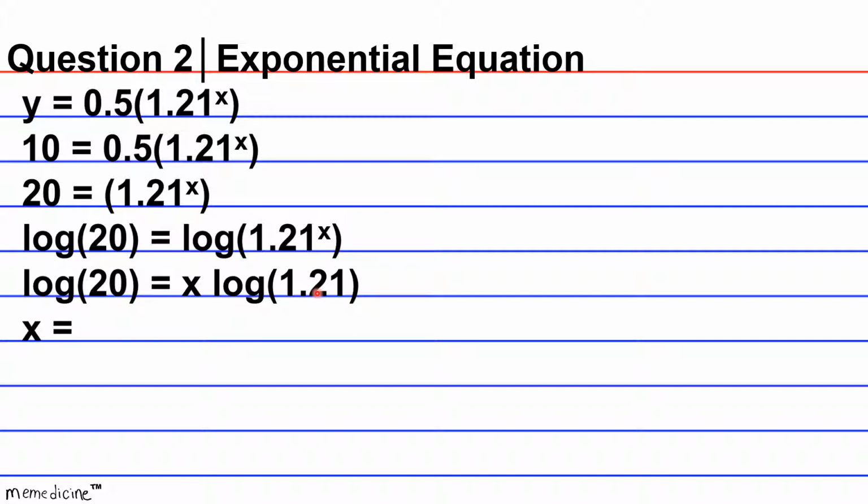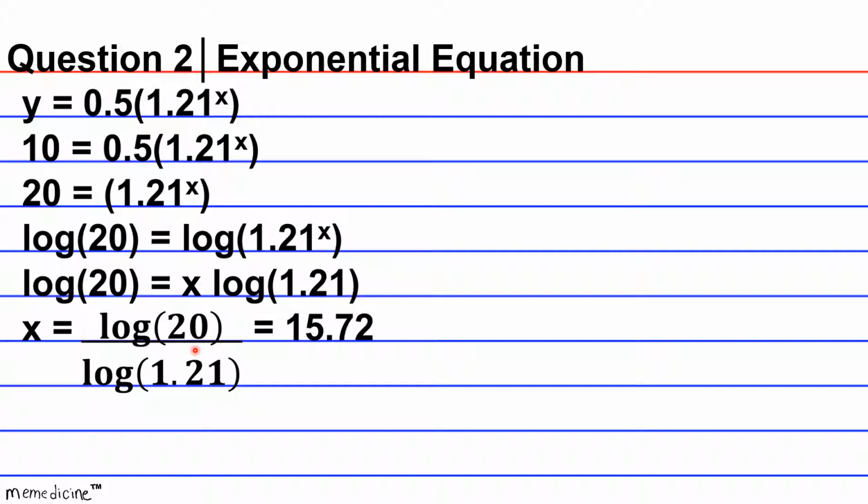Now, what we're going to do is solve for x. Obviously, we have to divide by the log of 1.21 on both sides. So x equals the log of 20 divided by the log of 1.21. This is a part where you just plug it into your calculator and make things really simple. And when you do that, you should get 15.72.